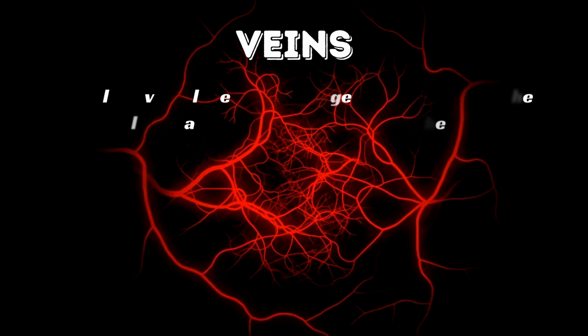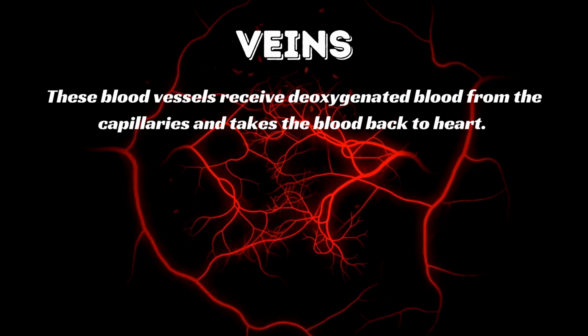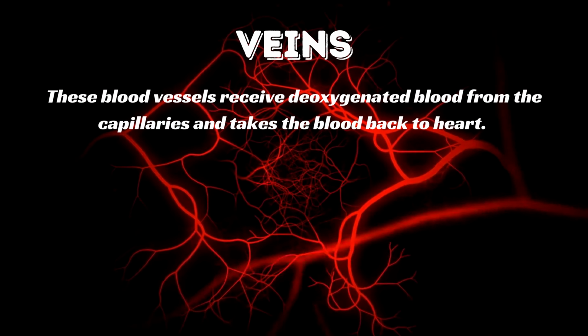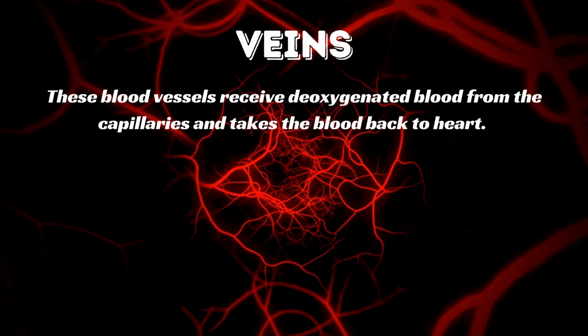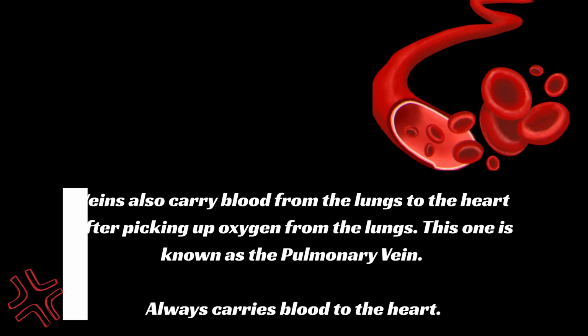Now, veins are the ones that receive deoxygenated blood from capillaries and carry it back to the heart. Veins also have a similar concept to arteries. Veins carry oxygenated blood from the lungs to the heart for further pumping. This vein is known as the pulmonary vein. To make it easier for you, veins always carry blood to the heart. Now, I hope you got a clear understanding of these vessels and their roles.